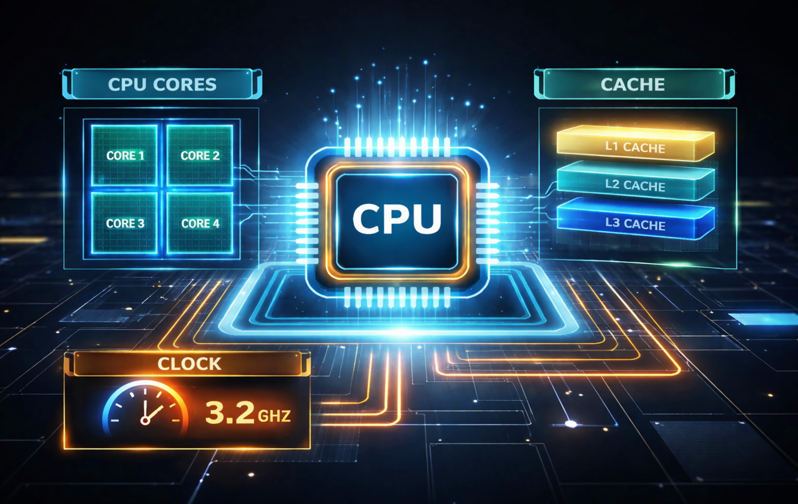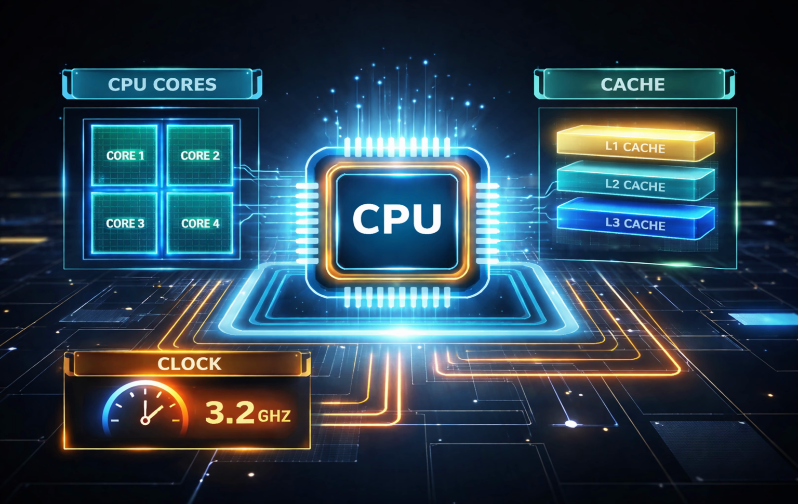Cache. A tiny, ultra-fast memory inside the CPU. The CPU stores the stuff it uses most often here so it doesn't have to run to RAM every time. Clock speed. Measured in gigahertz, it's basically how fast your CPU can execute instructions. A higher clock speed equals faster processing, but cores and threads matter too.